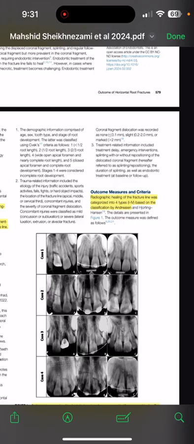So the conclusion of this study: the horizontal root fracture can heal favorably under the right conditions, and early diagnosis, proper splinting, and monitoring the pulp vitality are important for successful treatment. And long-term follow-up is essential for detecting complications.